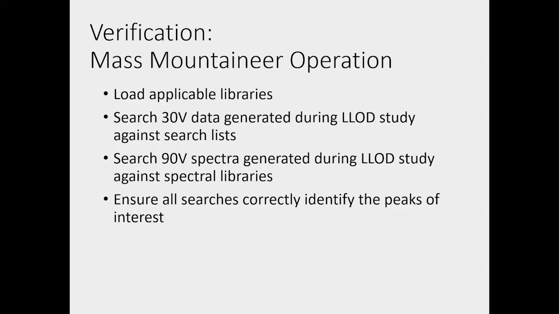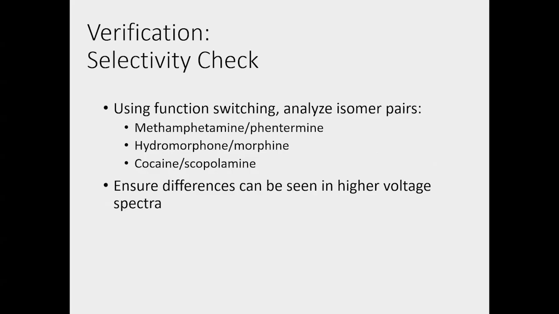Next, we have to verify that our Mass Mountaineer is operating as we expect it to be. So we will load the applicable libraries, and then using the data that we generated from that lower limit of detection study, we'll search the 30-volt data against search lists, and we'll search the 90-volt spectra against spectral libraries, and just ensure that all of these searches will correctly identify the peaks of interest.